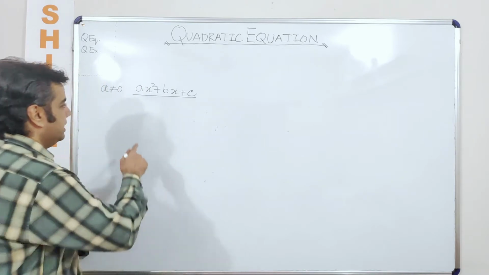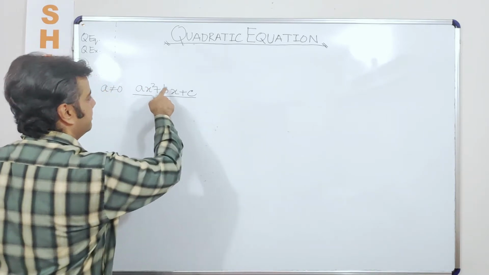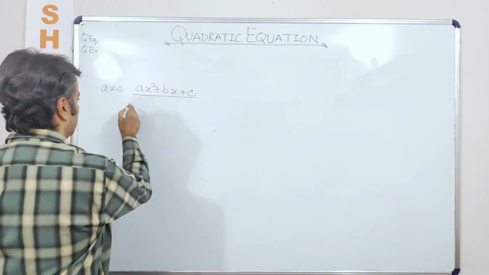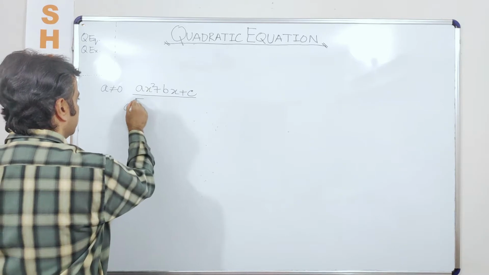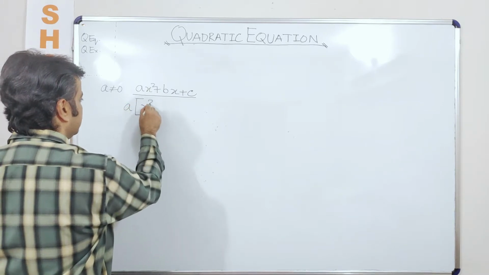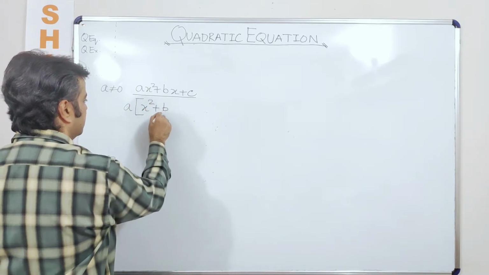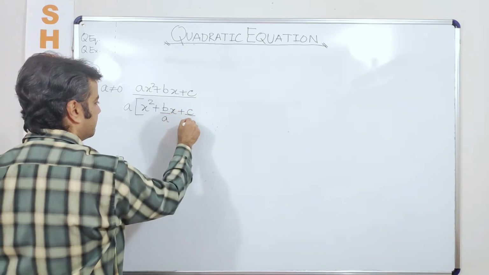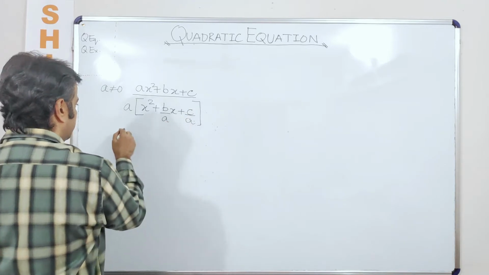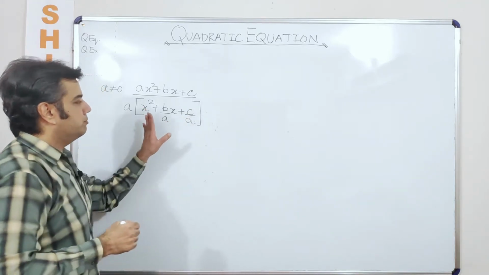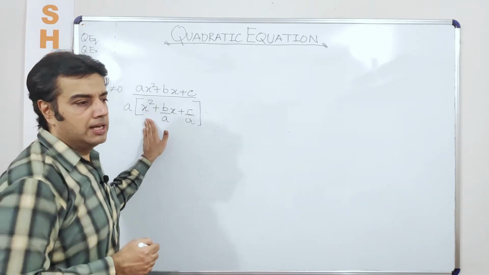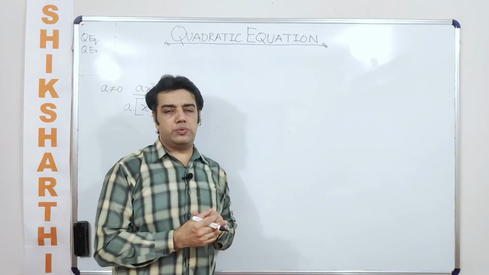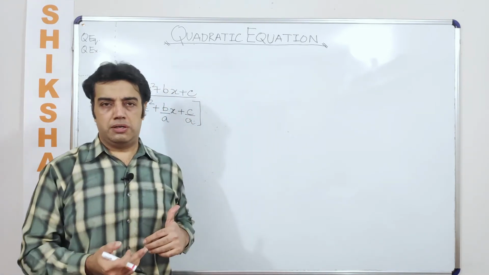Okay, so we are taking the basic form of a quadratic expression. Now if I take a common here, I can write this expression as x square plus b by a x plus c by a. Further to this, now we have to make this a perfect square.